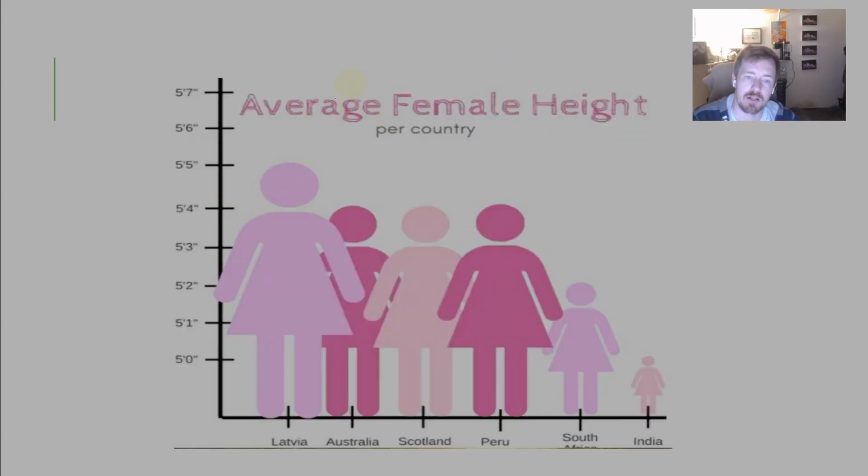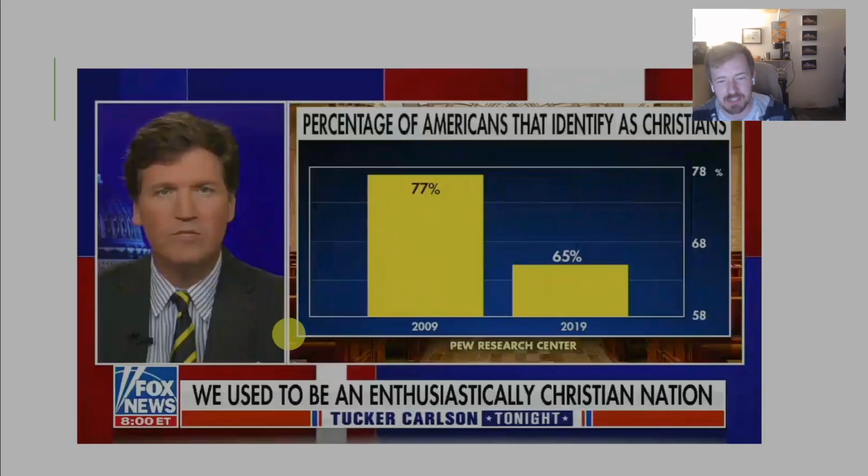Here is another example looking at average female height per country. It cracks me up because here for Latvia, the mean height of women is 5'5", and then in India it is a little over 5'0". The reason why this is funny is because it makes it appear that Indian women stand up to Latvian women's knees, right? Like that's how tall they are. They don't even come up to Latvian women's waists. Like it's very stupid.